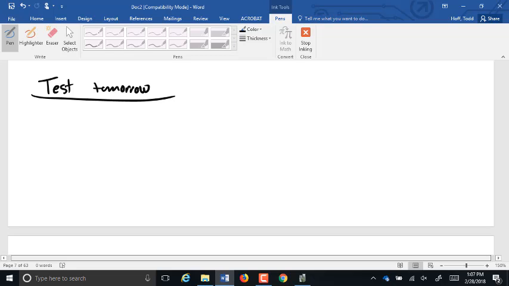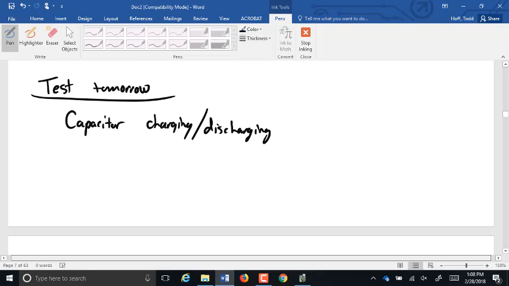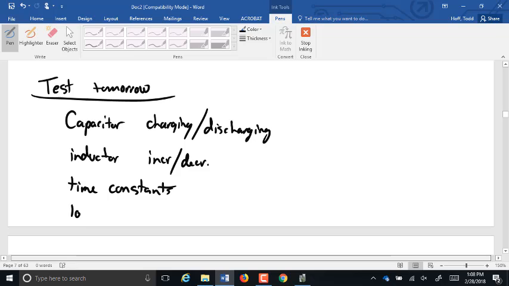So anyway, remember you've got the capacitor charging and discharging. We've got the inductor increasing and decreasing current. You've got the time constants. You have logarithmic and exponential equations. And of course, you've got now this power stuff, the dBs.